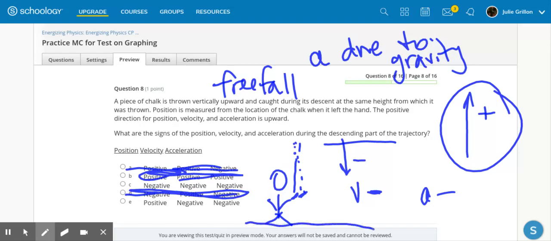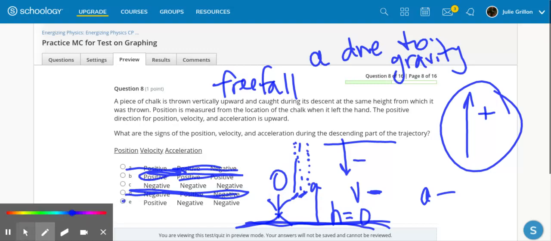Here's the deal. Because the positive direction is up, anything above the ground is going to be a positive height. So even though it's coming down, it's just going from its max height, whatever that is, down back to your hand. Your hand doesn't have a negative position, a negative height. It's not below the ground. It's positive. So it's going to be E, positive, because the position is always above the ground. That's basically what that means.